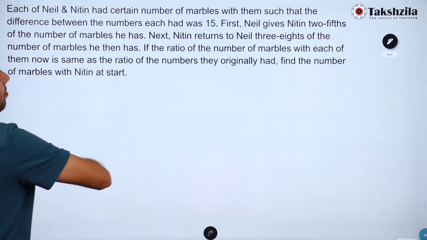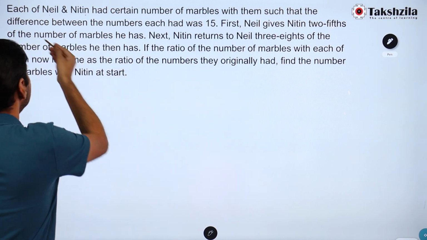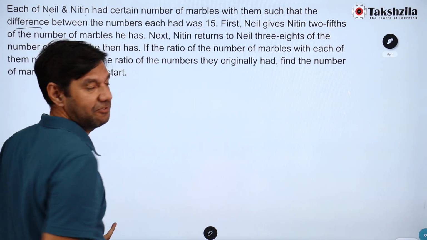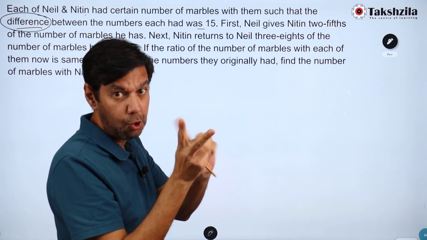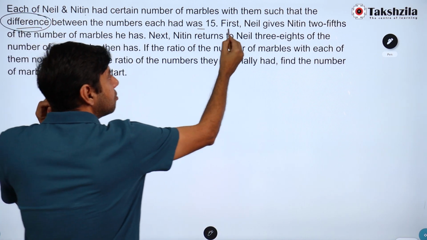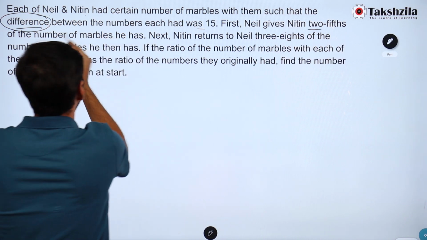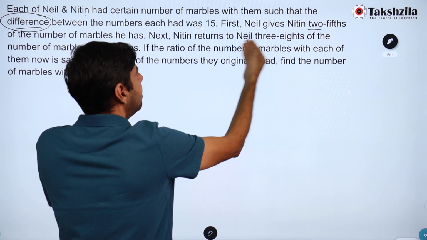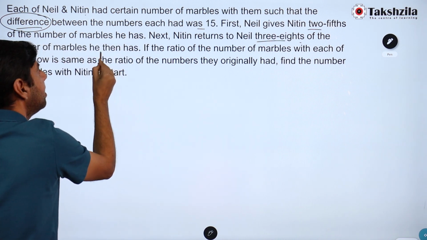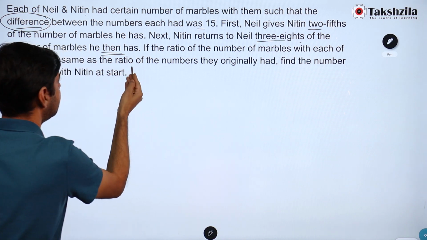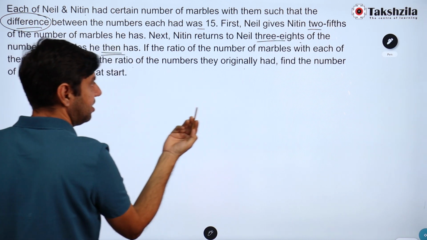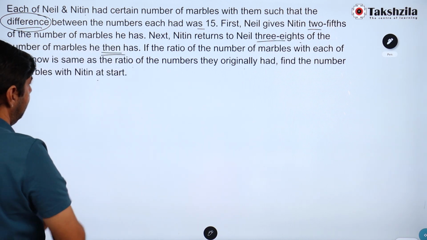So two people, Neil and Nitin, had a certain number of marbles such that the difference between them was 15. Okay. So the problem is this is a difference. So I do not know who has more and who has less. So first Neil gives Nitin 2/5 of the marbles he has. Then Nitin returns 3/8 of the marbles he then has. And the ratio of the number of marbles which each of them has is the same as they originally had. Find the number of marbles.